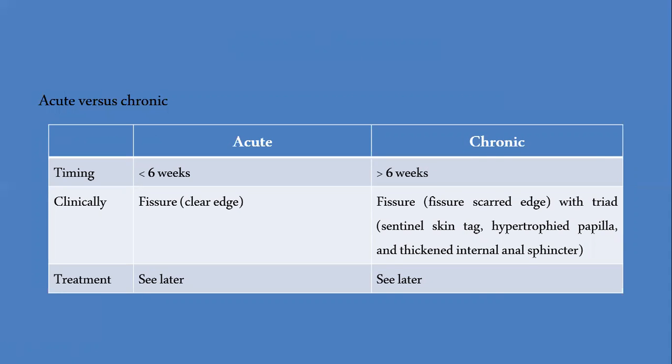And this is the comparison between acute and chronic anal fissure, depending on the clinical presentation. In acute anal fissure, there will be only the ulcer, and the ulcer will have a clear edge. In chronic anal fissure, the ulcer is characterized by scarring of the edge, and there is what we call the triad of chronic anal fissure: sentinel skin tag, hypertrophied anal papilla, thickening of the internal anal sphincter.